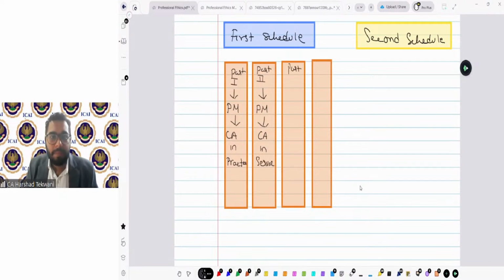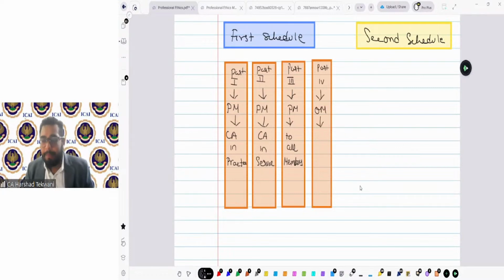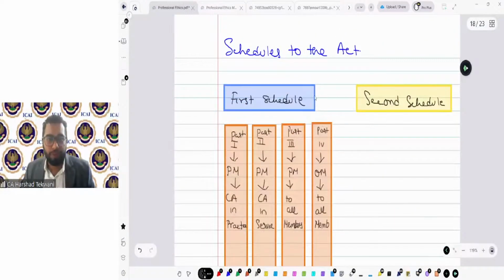Part 3 is applicable to, again, professional misconduct, member of institute in general, which means all members. And then comes part 4, that is other misconduct, which is again applicable to all members. These are the 4 parts of first schedule.